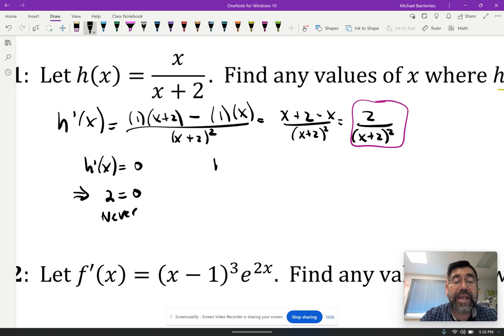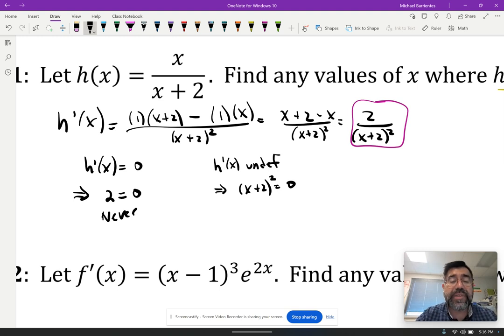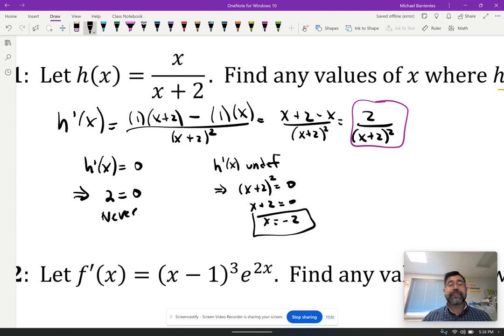Okay, so now I need to check when the derivative is undefined. Well, the derivative is undefined in a fractional setup if the denominator is ever equal to 0, right? Because if I divide by 0, then that's an error. That's a vertical asymptote, and that is an undefined point. Well, I'm going to set the denominator equal to 0, take the square root of both sides, and subtract that 2 over, and we have one critical point.